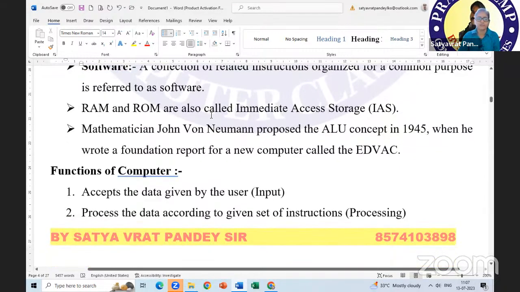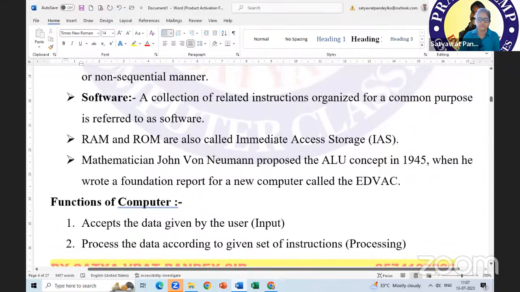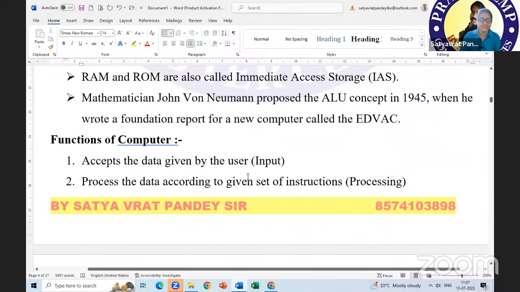RAM and ROM are also called immediate access storage, IAS. They are the IAS of the computer system. Mathematician John von Neumann proposed the ALU concept in 1945 when he wrote a foundation report for a new computer called EDVAC. Functions of a computer.